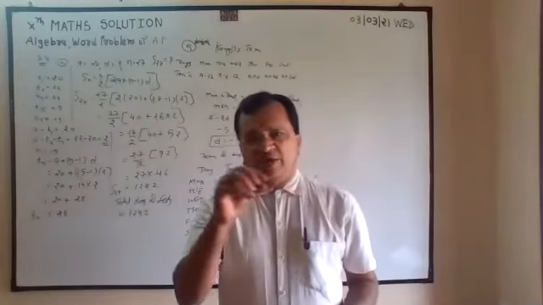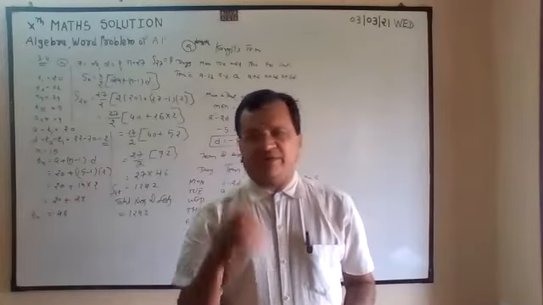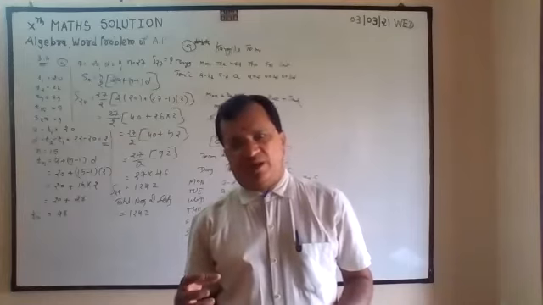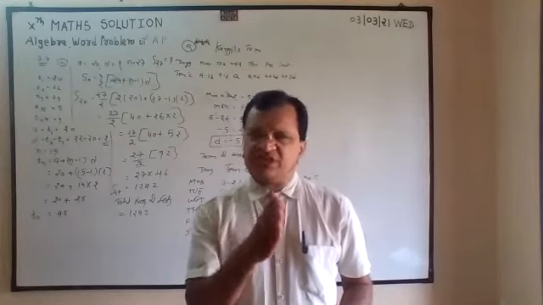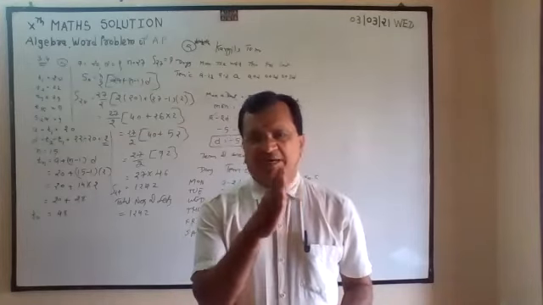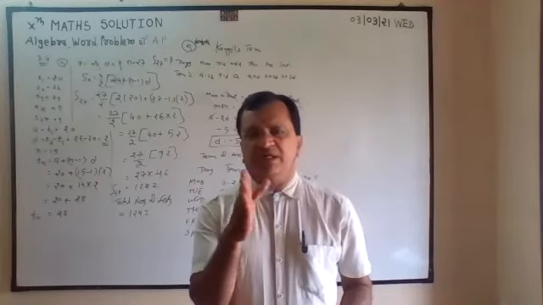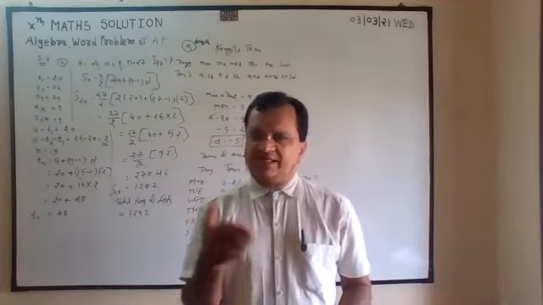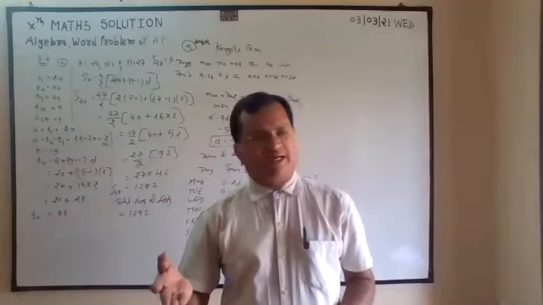So when 3 numbers, 4 numbers, 5 numbers, 6 numbers or 7 numbers are given, you can start with A plus D, A plus 2D, A plus 3D, A plus 4D, A plus 5D, like that. Among that series you can select.